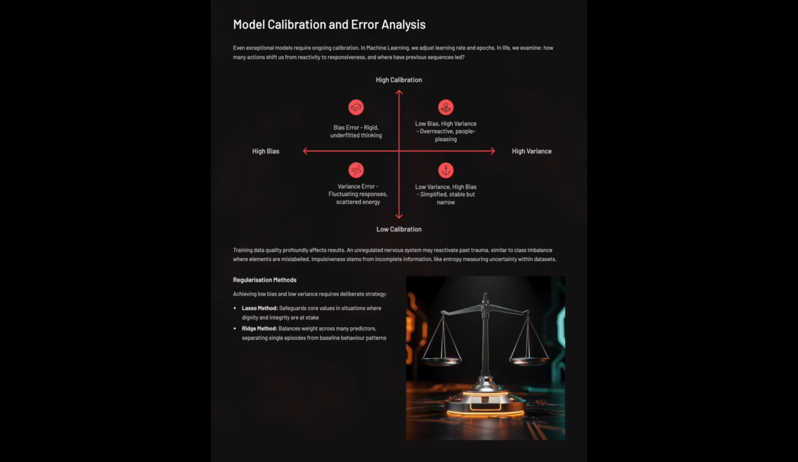The training data we worked with can also affect our results. In life, we may react from an unregulated nervous system that allows various episodes to reactivate past trauma, just like Gini impurity, or the frequency with which an element might be mislabeled. Impulsiveness is also the result of not having all the facts right, just like entropy, which measures the level of disorder or uncertainty within the dataset.